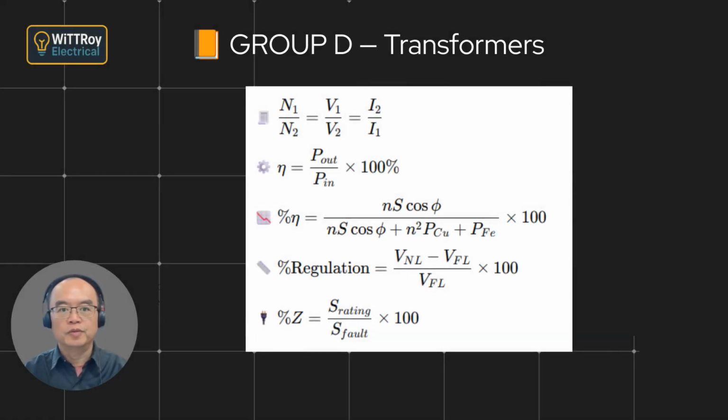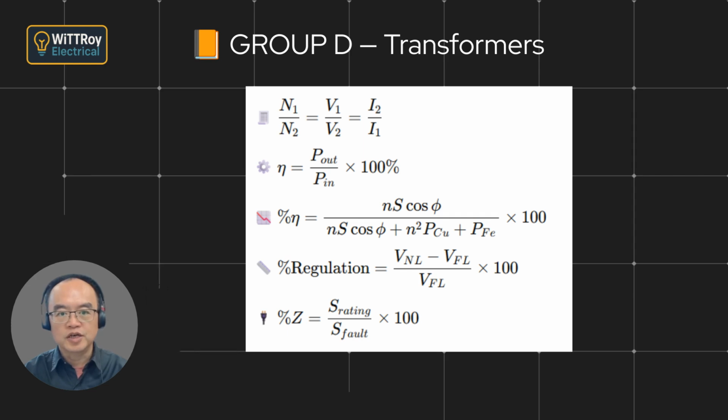Now we are starting Group D, which is all about transformers. These formulas help us understand the relationship between turns, voltage, current, efficiency, and voltage regulation. Transformers do not change frequency, they only change voltage and current through the turns ratio. Now let's go through each formula in this group.